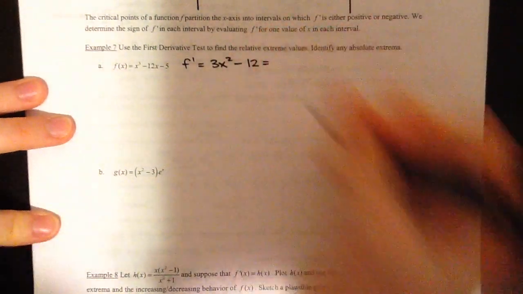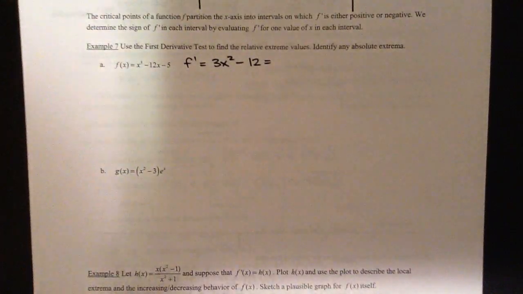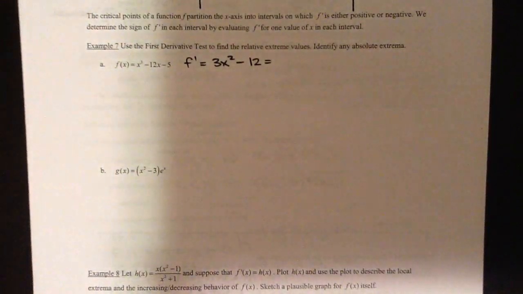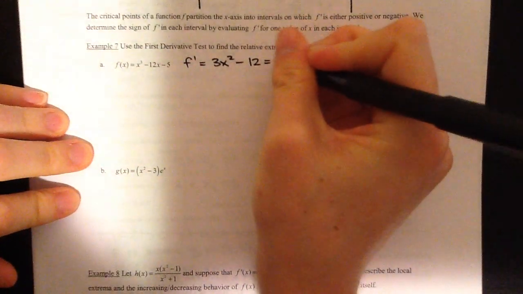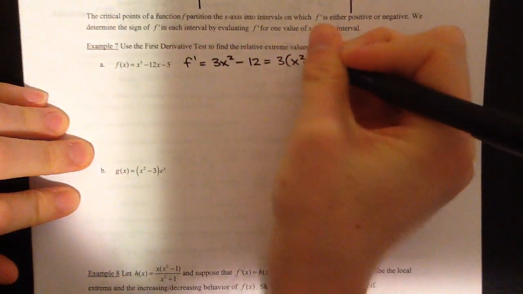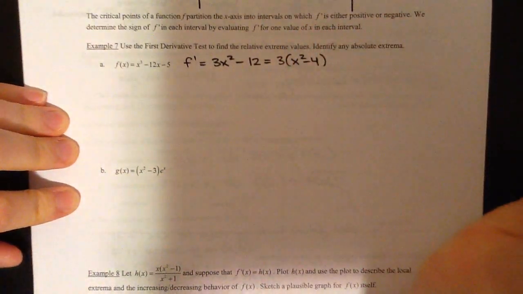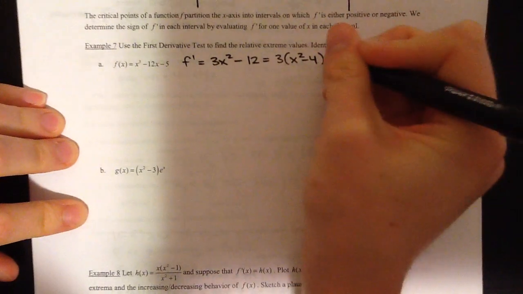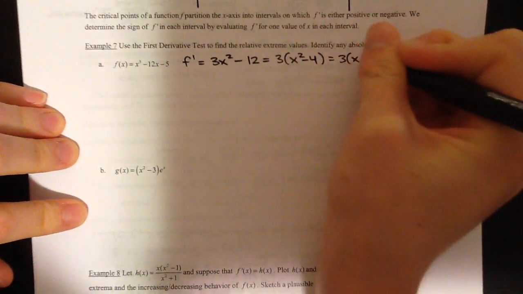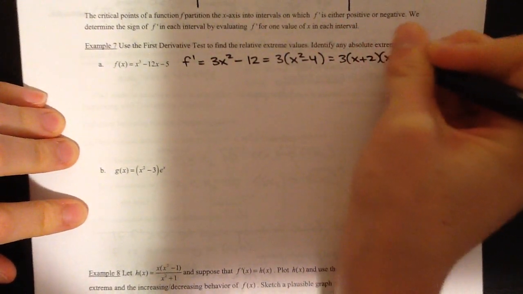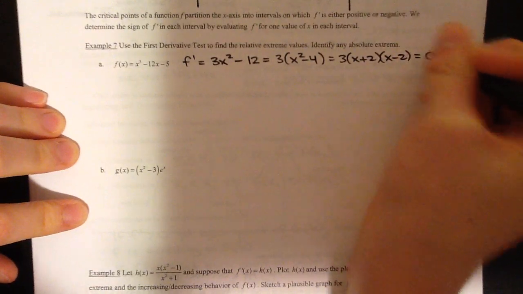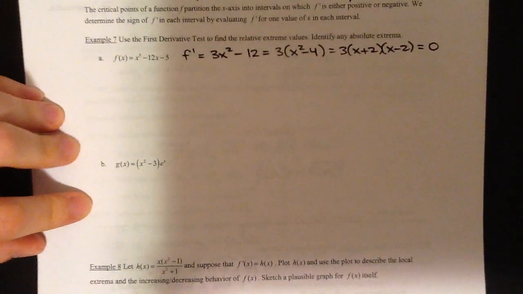So I want to set this equal to 0, but before I set it equal to 0, I'm going to factor it down because that's going to really help me out. So here I can factor out a 3, and that leaves me with x squared minus 4. And then the x squared minus 4, we hopefully recognize that that factors down to x plus 2 and x minus 2. Okay, so now we want to set it equal to 0 so we can find our critical points.